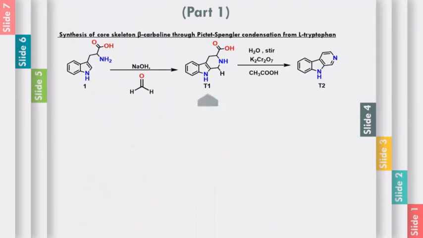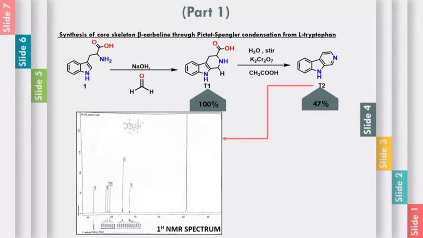Part 1. Synthesis of core skeleton beta-carboline through Pictet-Spengler condensation from L-tryptophan. In this reaction, L-tryptophan was used as starting material that will react with formaldehyde, producing tetrahydro-beta-carboline T1 that will be further reacted to form core skeleton beta-carboline T2. And the core skeleton beta-carboline T2 was obtained in 47% yield, which is moderate yield.